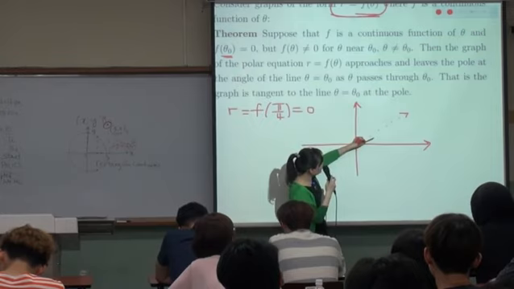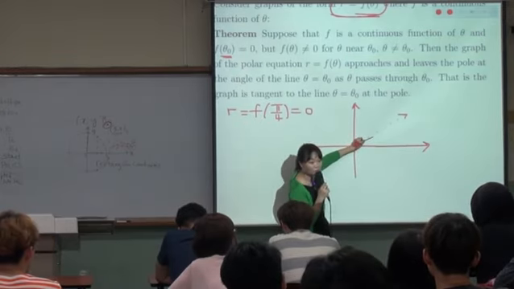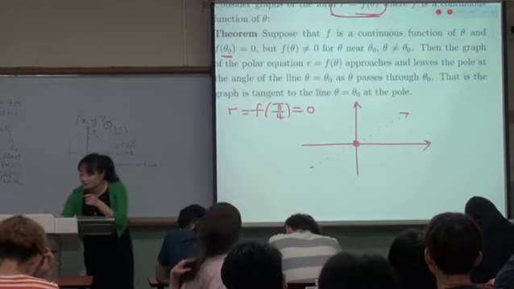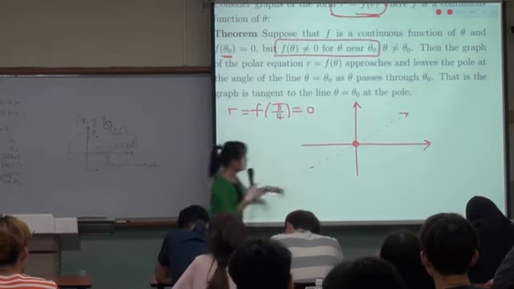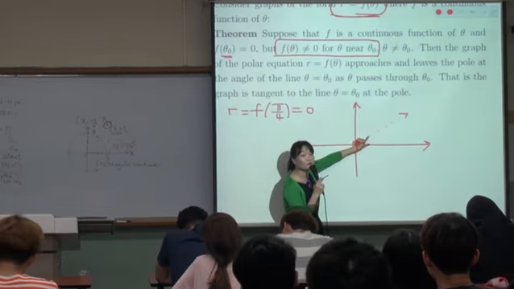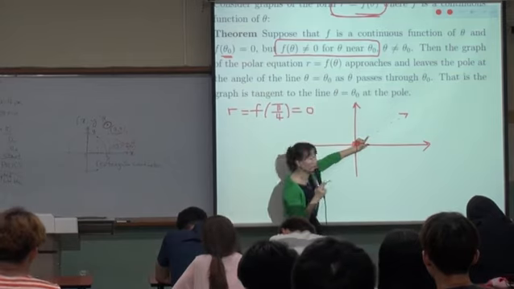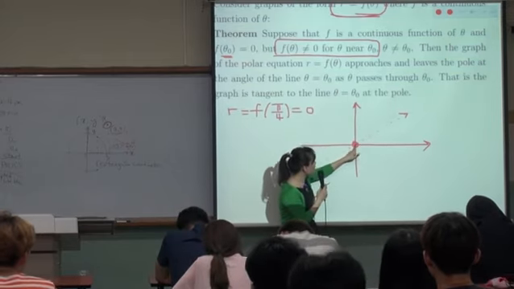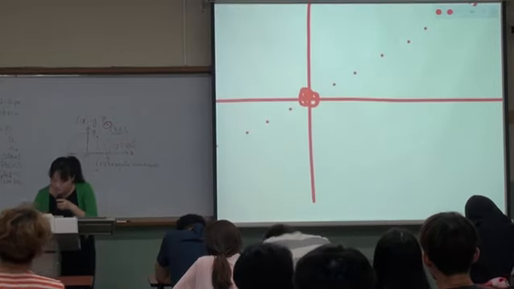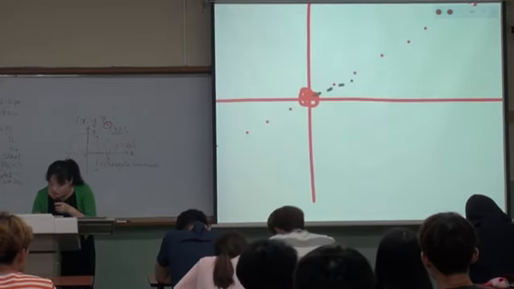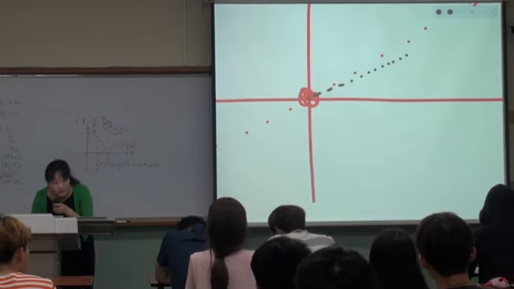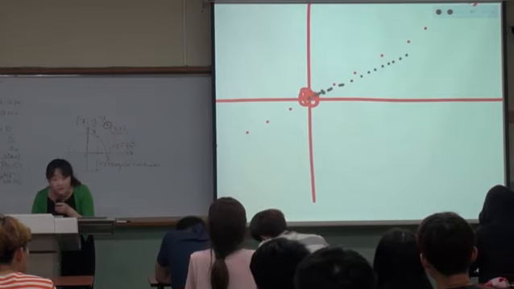Let's look at this angle. This angle is close to pi over 4. But according to our assumption, f of theta is not 0 for theta near theta 0. So at this polar axis, the angle is close to pi over 4, but r is not 0. Okay? So if r is positive, it will not be here, it will be somewhere here. So for the angle which is close to pi over 4, if r is positive, it will not be here at the origin. It will be somewhere near the origin.